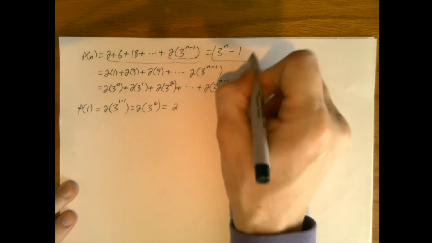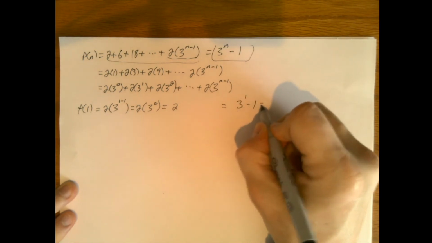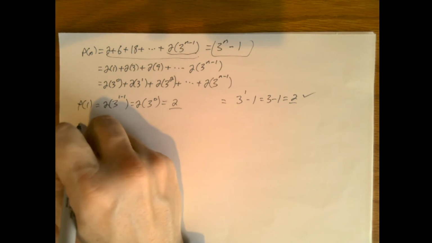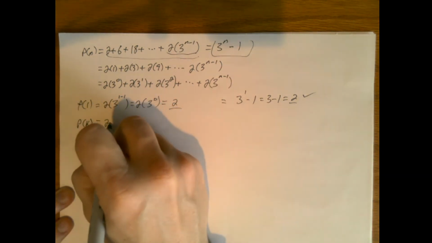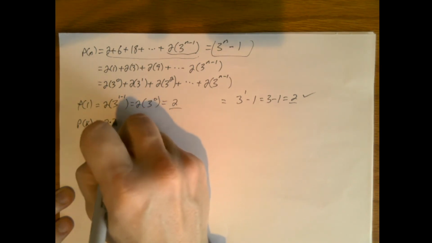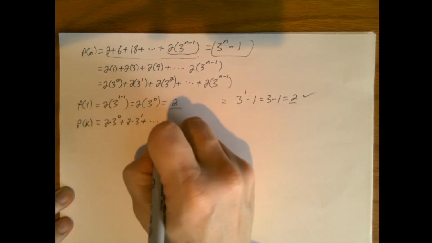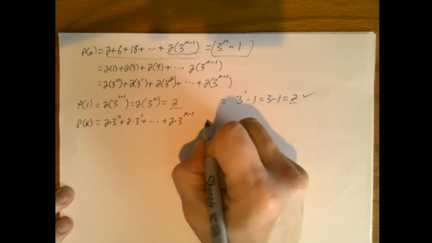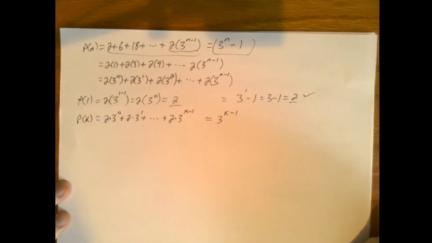And using the formula, 2 equals 2. So it checks out. P of k is equal to 2 times, let's put a dot here to use this for multiplication, 3 to the 0th power plus 2 times 3 to the 1st power plus dot dot dot plus 2 times 3 to the k minus 1 power is equal to 3 to the kth power minus 1.